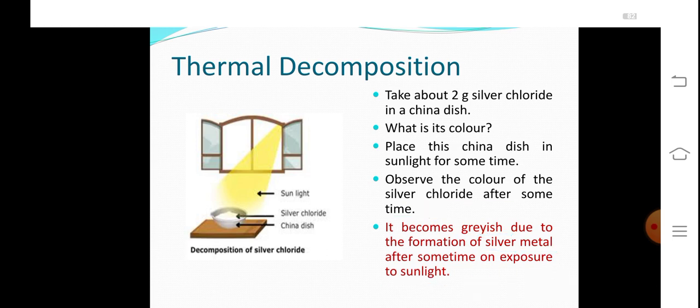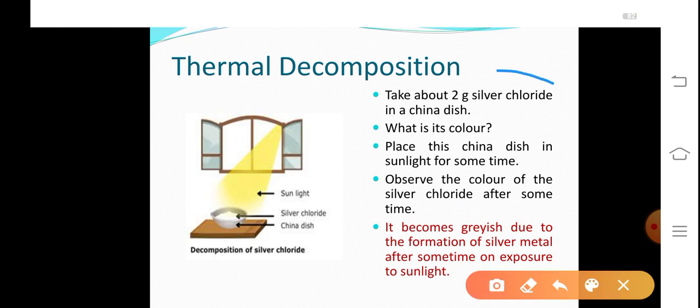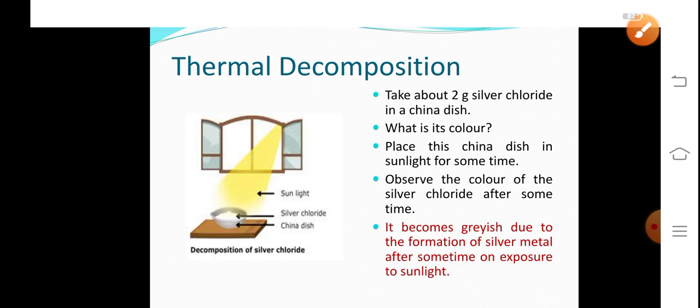sunlight. So here the decomposition of silver chloride takes place in presence of sunlight and it forms silver metal. This causes the change in color from white to grayish. Such type of decomposition in which sunlight is required is known as thermal decomposition reaction.